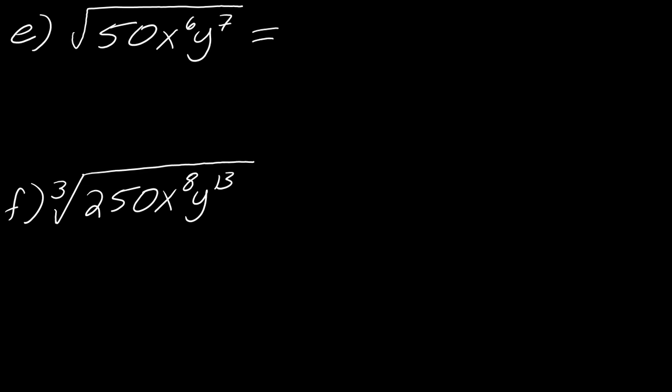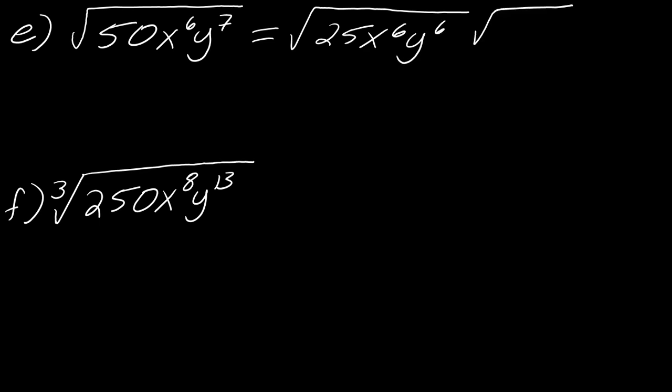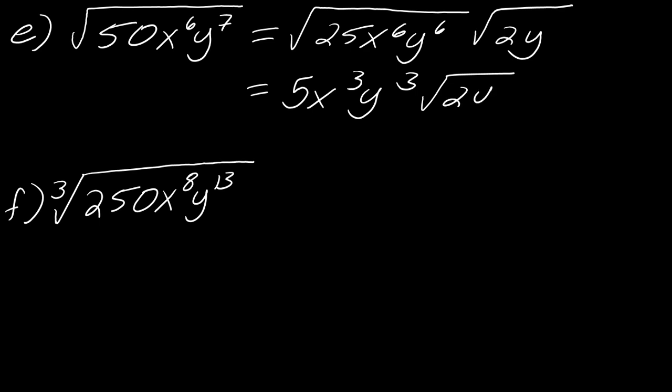So I'm going to continue on with this method of showing you what part can be broken down. The largest perfect square that goes into 50 is 25. X to the 6 will divide out perfectly, and y to the 6 will also divide out perfectly. So what's left over here? 2 and y. If I do a double check real quick, 2 times 25 is 50. We're all good. And then y to the 6 times y will give me y to the 7th, so I'm just using my exponent rules. This will equal 5x cubed, y cubed times the square root of 2y.